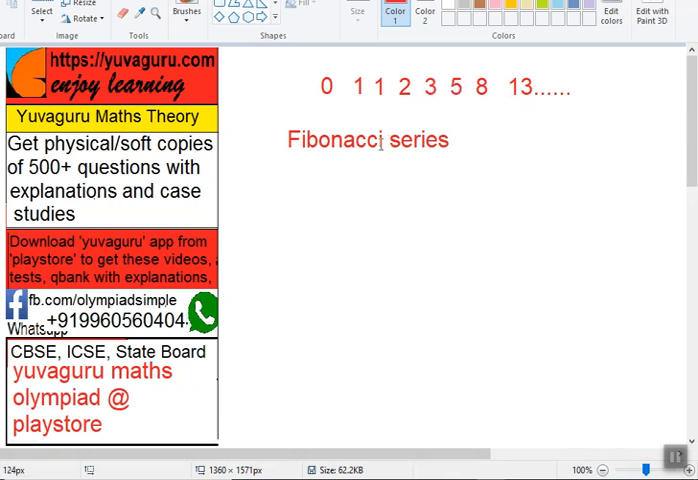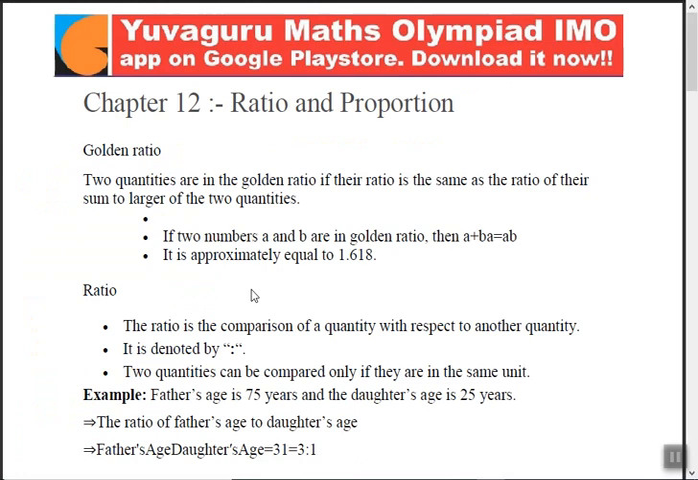This is called the Fibonacci series. This is very useful in various mathematical calculations. If two numbers A and B are in golden ratio, then (A plus B)/A equals A/B. It is approximately equal to 1.618. This is a very important number for the Fibonacci series.